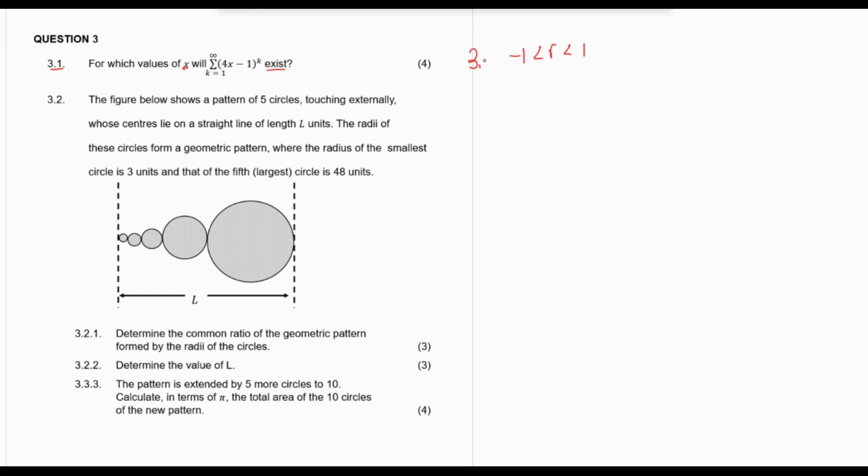And then for this converging series, we can find what? The sum to infinity. Right. And then what is our r? If you check here, our r is actually 4x minus 1.